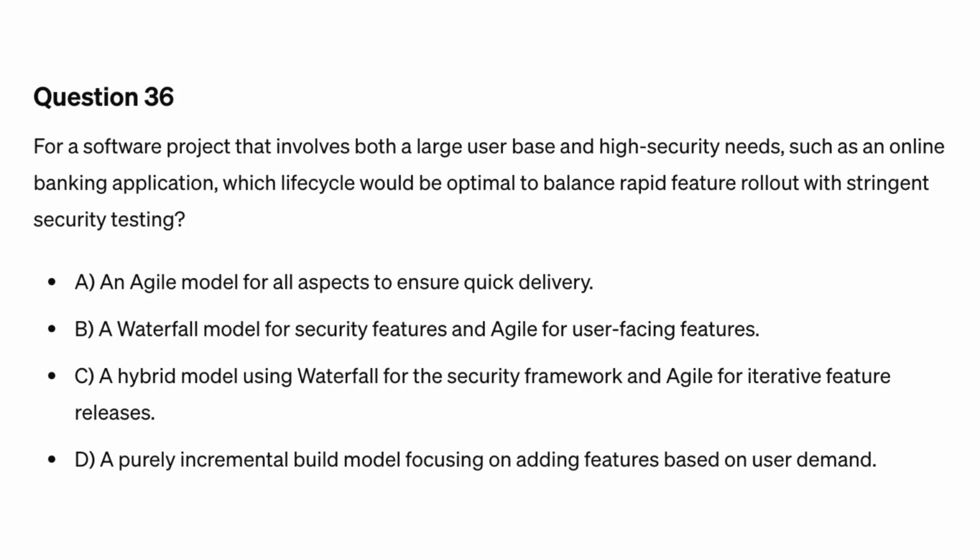Question 36. For a software project that involves both a large user base and high security needs, such as an online banking application, which lifecycle would be optimal to balance rapid feature rollout with stringent security testing? A, an agile model for all aspects to ensure quick delivery. B, a waterfall model for security features and agile for user-facing features. C, a hybrid model using waterfall for the security framework and agile for iterative feature releases. D, a purely incremental build model focusing on adding features based on user demand.